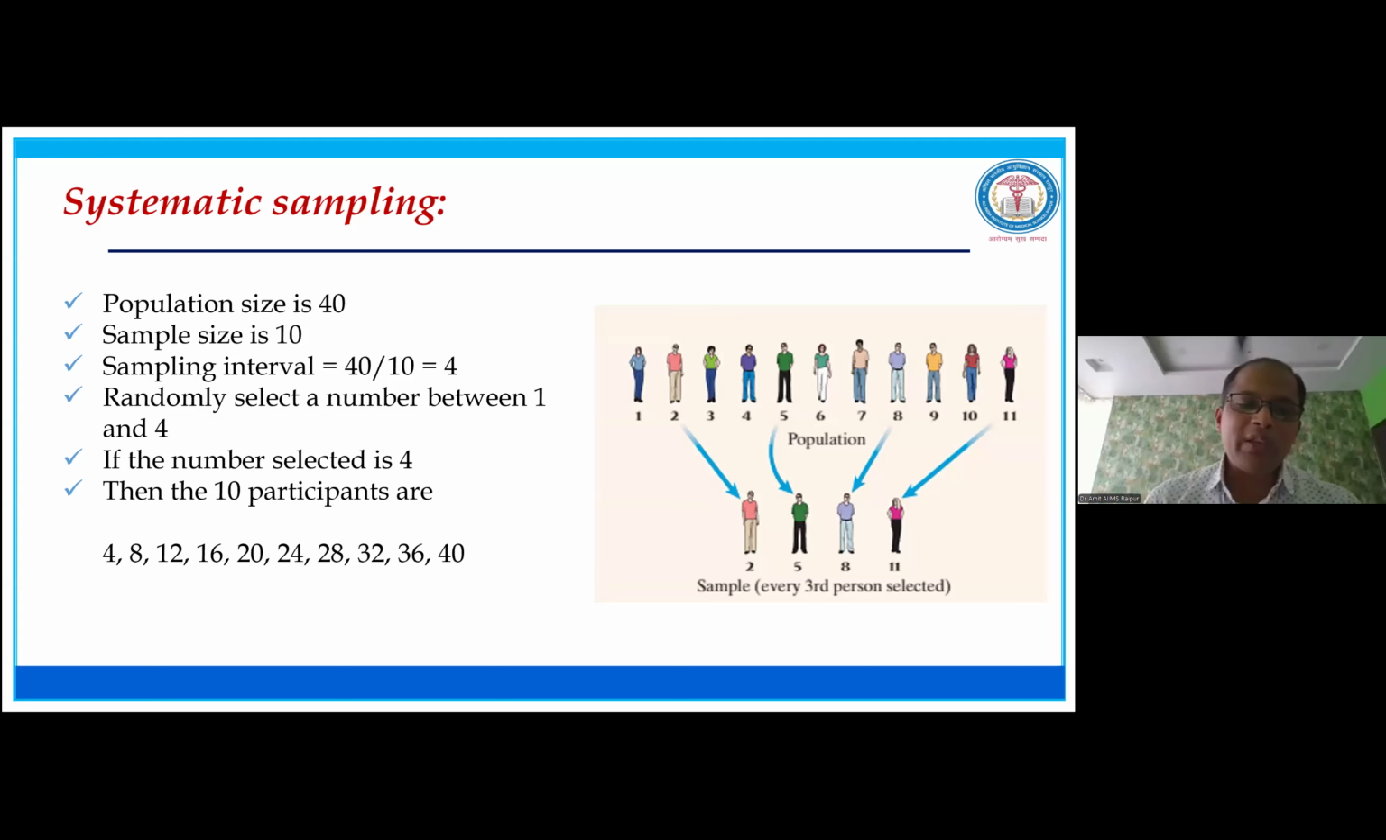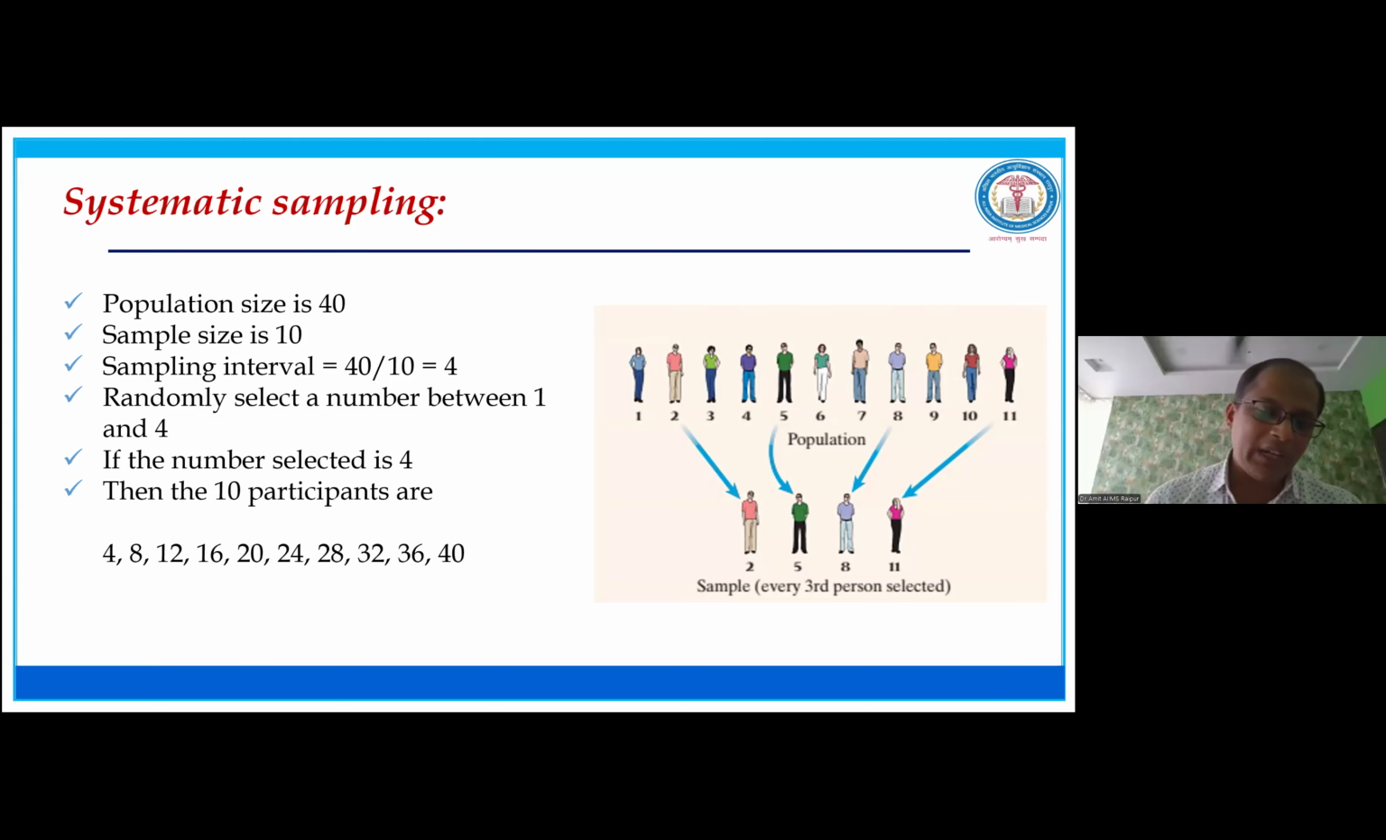Now I have to select a random number between 1 to 4. So 1, 2, 3, and 4, all these digits have equal probability to get selected, and that's why it is known as probability sampling. Once I have selected the digit, that is 4, I have to add the sampling interval 4 and check the consecutive roll numbers.